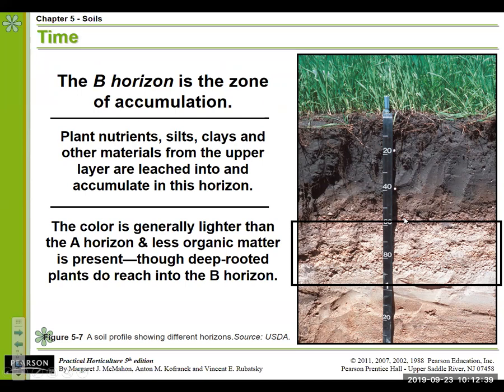But we do still have plant growth. We have root growth into the B horizons. Not nearly as much as we have in the A horizons, but some deeper rooted annuals will grow there for sure. Mostly biennials and perennials that we're looking at growing into the B horizon. It's lighter in color, generally a little bit rockier, a little bit more like the C layer.